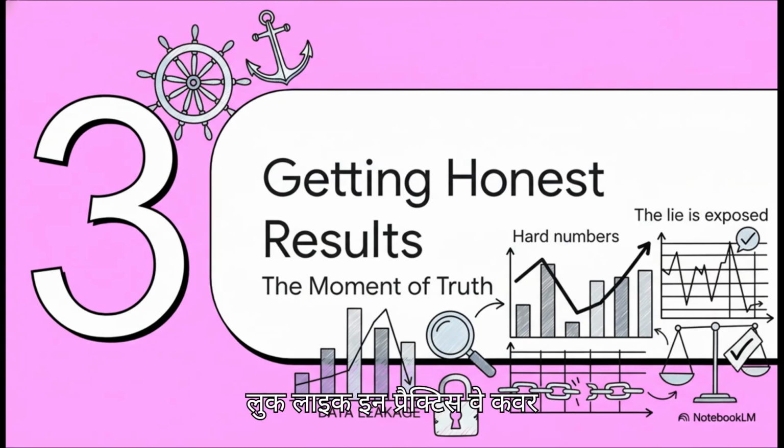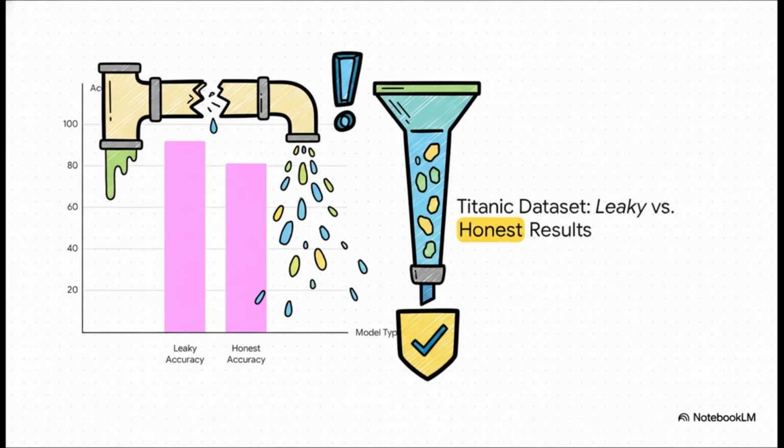All right, so what does this actually look like in practice? We've covered the theory, we've talked about the solution. Now let's see the hard numbers from the Titanic dataset example in our source material. This is where the lie is truly exposed. Whoa, just look at that difference.